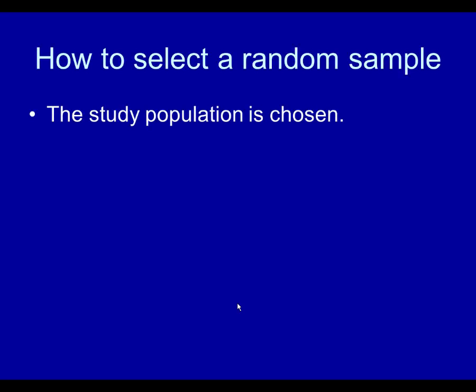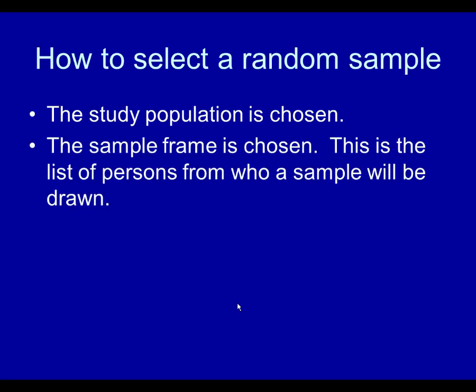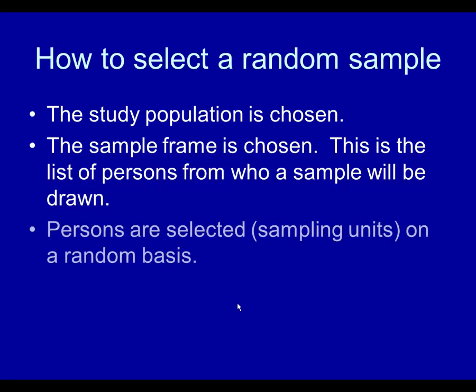A way to select a random sample: a study population is chosen. The sampling frame is chosen. This is the list of persons from whom a sample will be drawn. So you first have that list of all the people, for example, then you draw from it. Persons are selected on a random basis. The persons selected would be the sampling units, but you select them on a purely random basis.